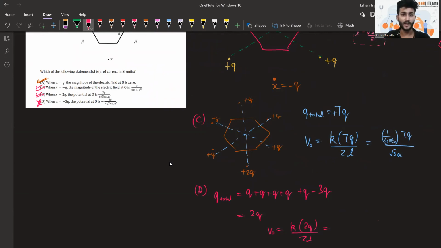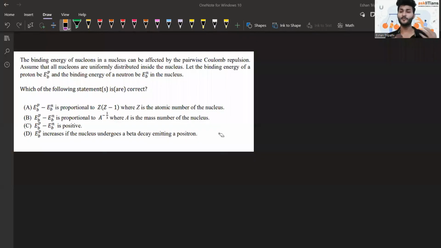So with this, we can now move to the next question also. Now this question is very much different from other questions that they generally ask in JEE, because it's one of those questions where they assume a new effect in a particular phenomenon which already exists in the JEE syllabus. So here, for example, it's based on binding energy, but in the binding energy concept, they start considering pairwise Coulombic repulsion. And they're asking what will be the difference in the binding energy of proton and binding energy of neutron after we consider Coulombic repulsion.